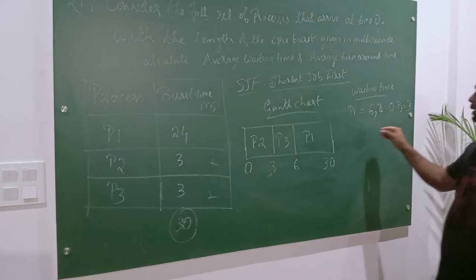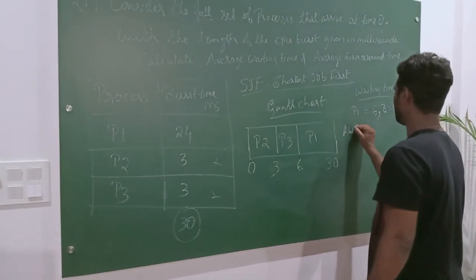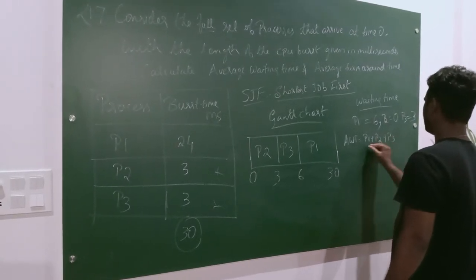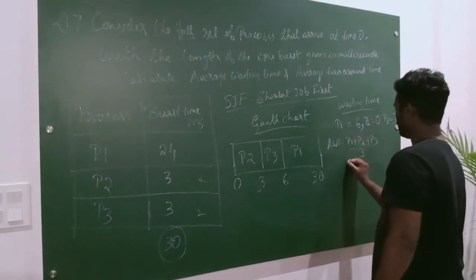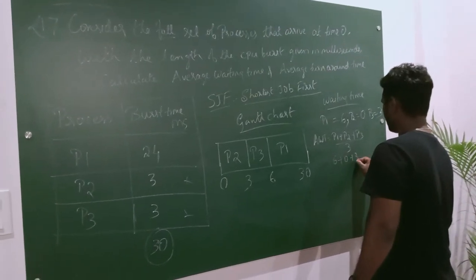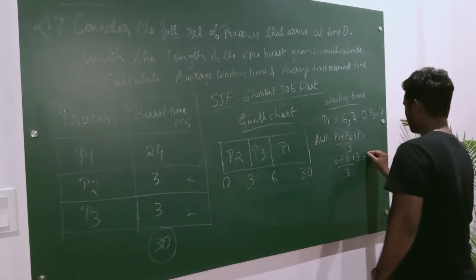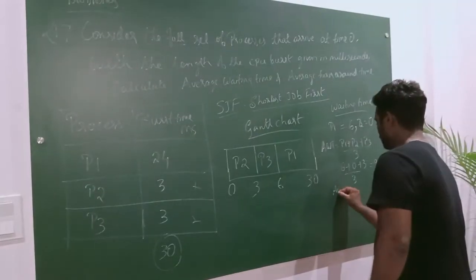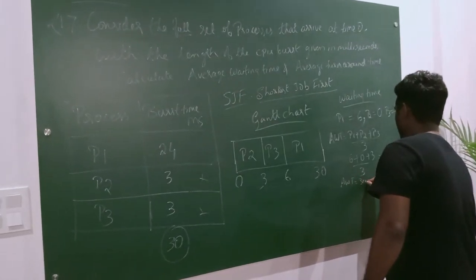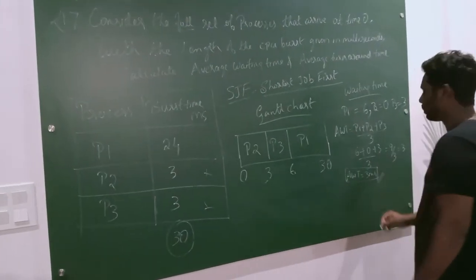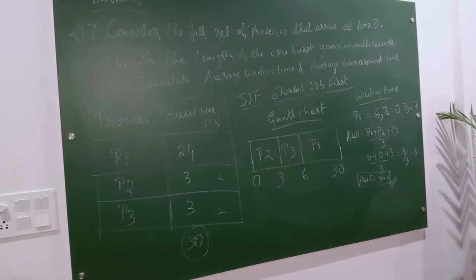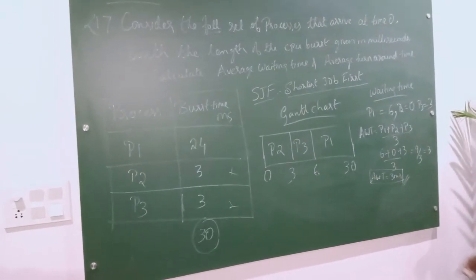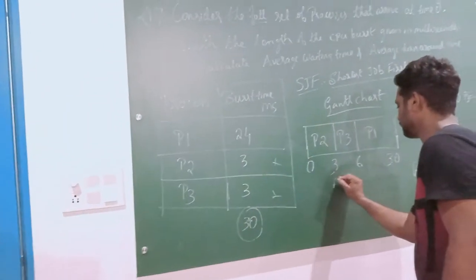6, 0, 3. So average waiting time, I'll write as AWT. P1 plus P2 plus P3 divided by the total number of processes. That is 6 plus 0 plus 3 divided by 3. So that is how much here? 9 divided by 3. So average waiting time becomes 3 milliseconds. If you observe for your FCFS, how much did you get? 17 milliseconds. That is the advantage. The average waiting time for the complete process to execute in your SJF is shorter.